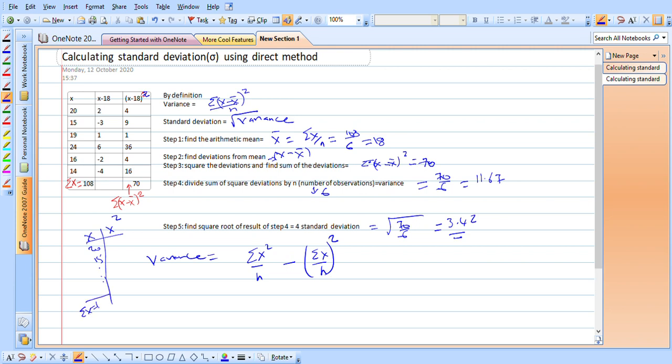Sum x is equal to 108. Then you square, we get 400 here, we get 225 here, and so on and so forth. Then you get their sum here, sum x squared, and you will require these two to use this formula. So either way, you should be able to get the same answer when calculating the standard deviation for ungrouped data.